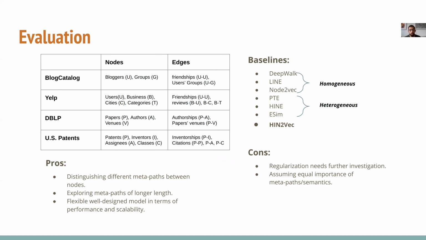Now, there are a couple of advantages for this model, for HIN2Vec. First of all, they are now able to extract different metapaths, which means different semantics, and they are able to employ them in a good way, regardless of the length. So we no longer work on edges; we work on the metapath, which is longer, and the model is flexible and scalable with the way it was designed.